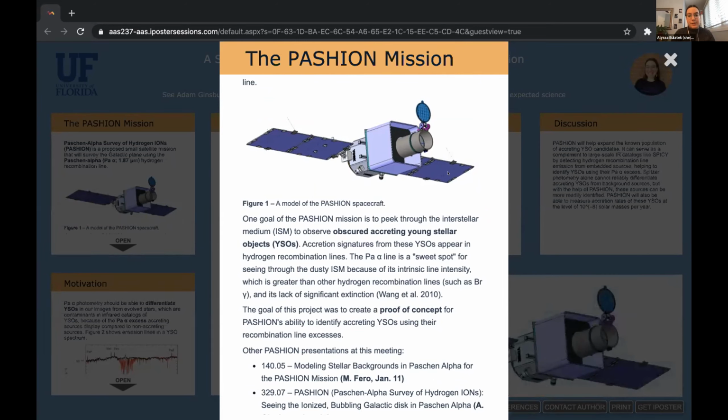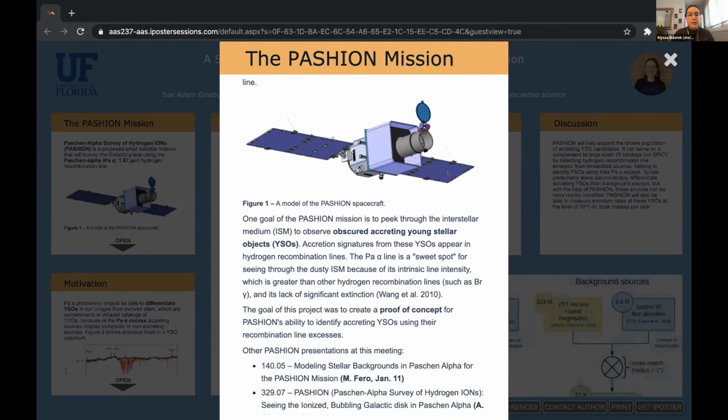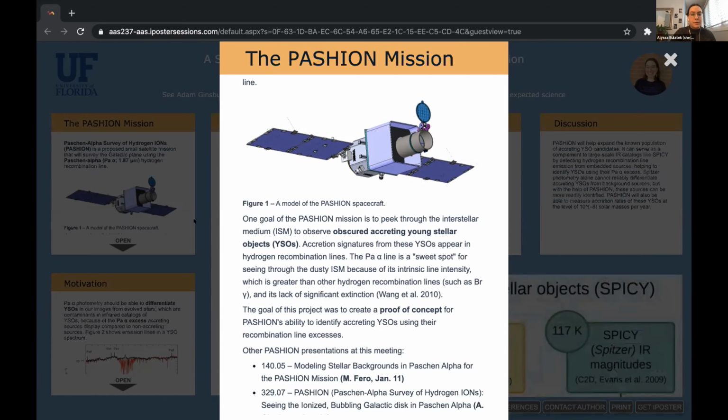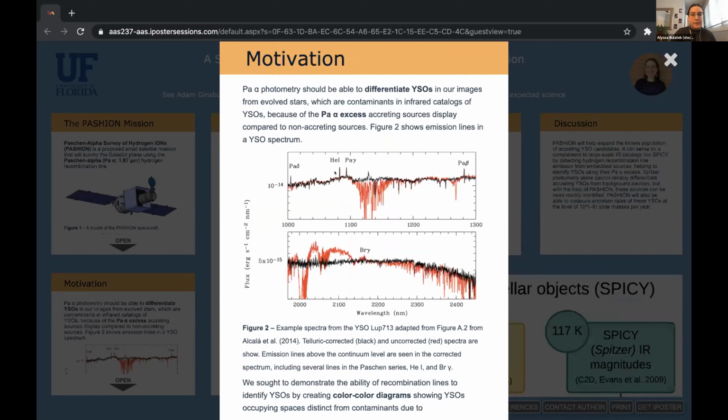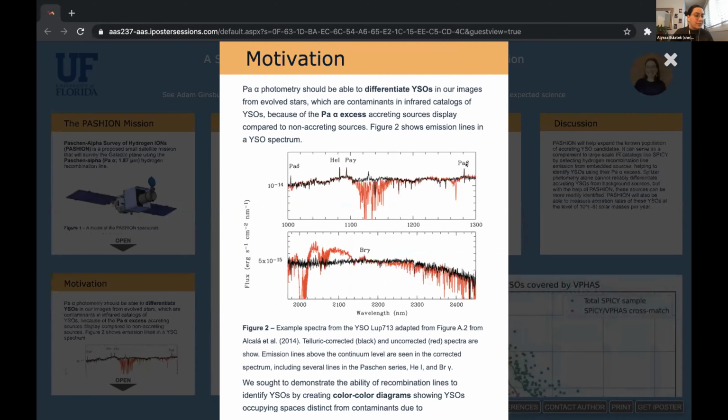PASHION Alpha is a particularly good emission line to do this with because it has a high intrinsic line intensity compared to other hydrogen recombination lines like Brackett gamma, and it lacks significant extinction. So here is an example of a YSO spectrum that has some strong PASHION series emission lines.